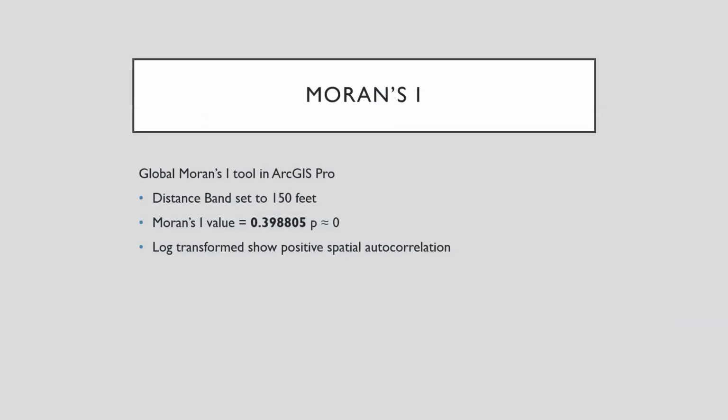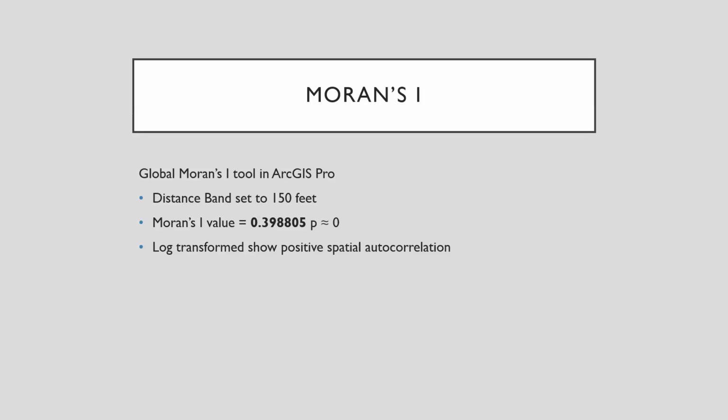Next, I calculated the global Moran's I value using ArcGIS Pro. This was done to get an idea for what the spatial autocorrelation is between the soil samples. The default values were used with the exception of the distance band. This was set to 150 feet because the majority of the samples were collected on a 100-foot grid, and the value of 150 encompasses the diagonal distances between these sample locations.